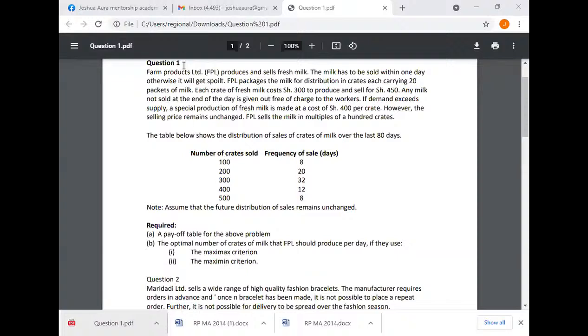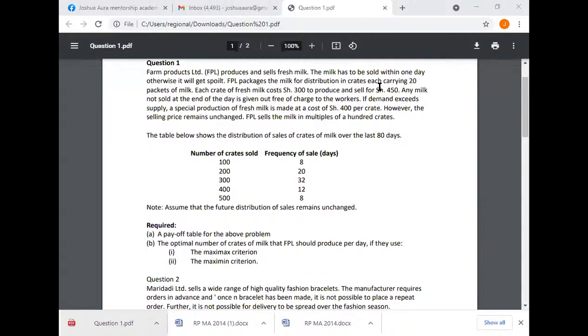So, ladies and gentlemen, we can now read here. We are told Farm Products Limited produces and sells fresh milk. The milk has to be sold within 1 day, otherwise it will get spoiled. FPL packages the milk for distribution in crates, each carrying 20 packets of milk. Each crate of fresh milk costs 300 to produce, and it sells for 450, quite a good profit margin, 150 shillings per crate profit. Any milk not sold at the end of the day is given out free of charge to the workers.